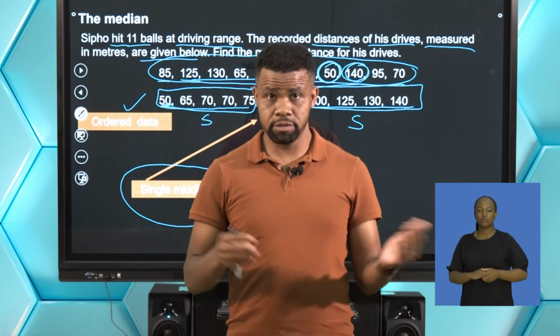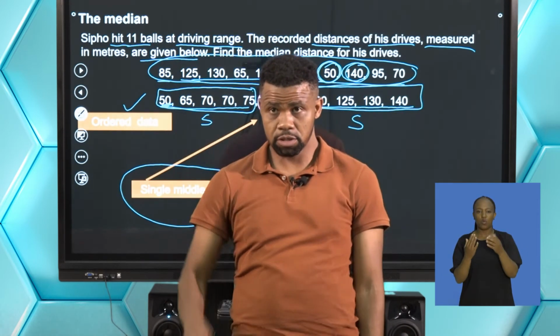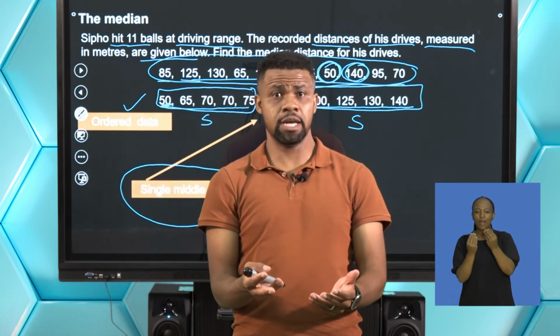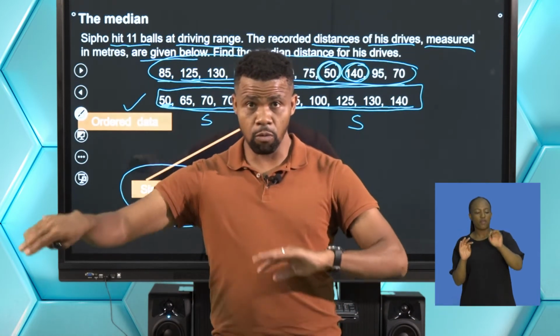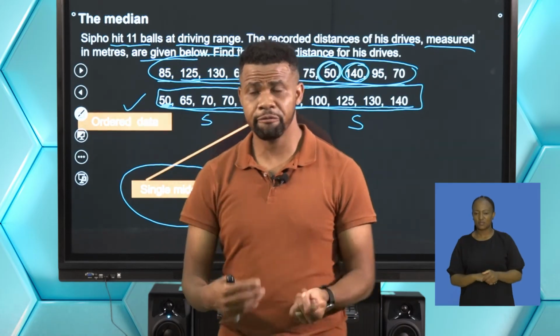What if we have 10? Where do I find the middle? Because I put 5 that side, 5 that side. What is in the middle? Oh, nothing. What if I have 8 data sets? What is the middle? 4, 4. What is the middle? Let's look at that. How do we find the median?